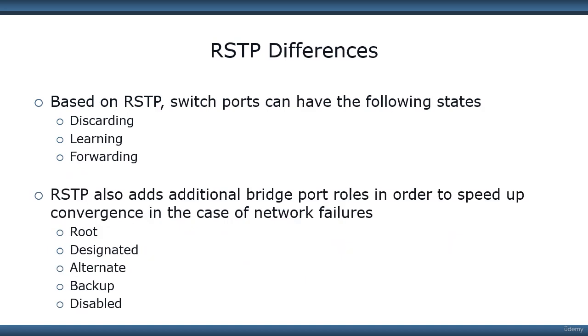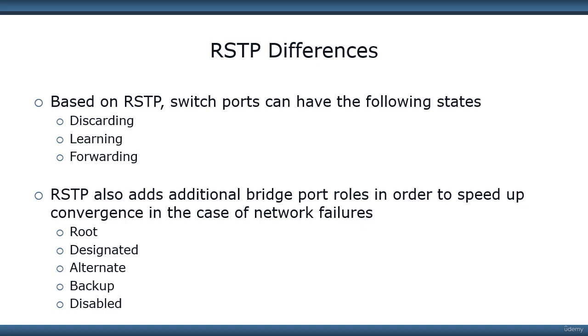RSTP switch ports can have different states: discarding, learning, and forwarding. Discarding is basically like blocked. I'm not going to pass packets that would represent a duplicate path. Learning, I'm still trying to figure it out. And forwarding, this is good. This is fine to forward.